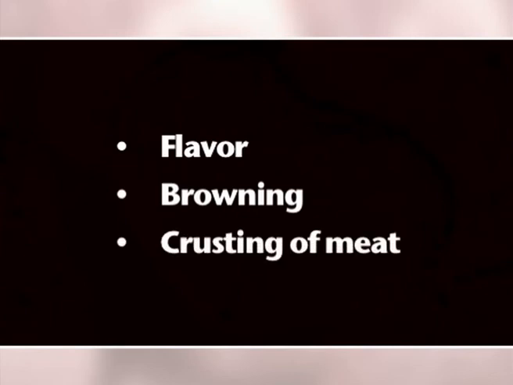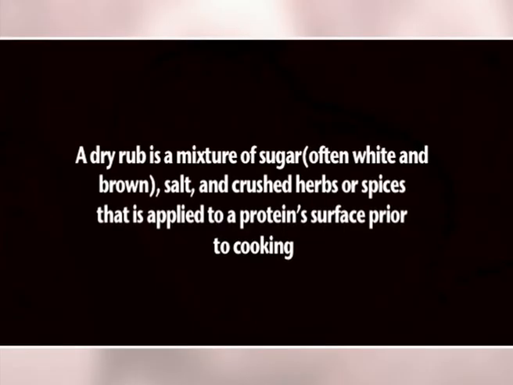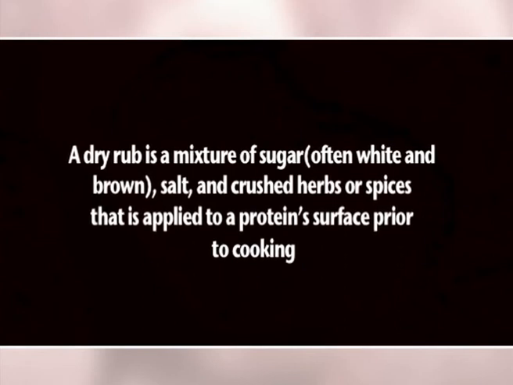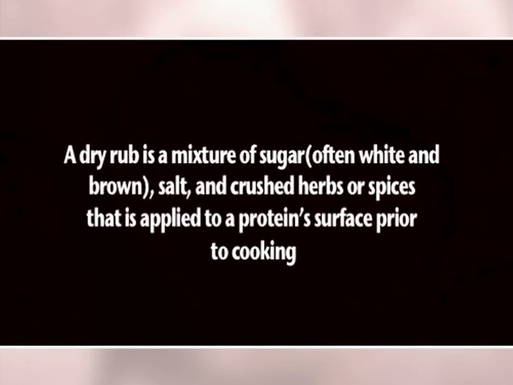Sugar enhances flavor, browning and crusting of meat, fish, poultry and contributes to osmosis during the smoking step in the barbecue process. A dry rub is a mixture of sugar, often white and brown, salt and crushed herbs or spices that is applied to a protein surface prior to cooking. Sugar contributes to osmosis, creation of crust as well as caramelization and flavor enhancement.